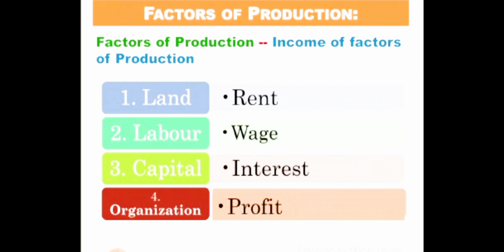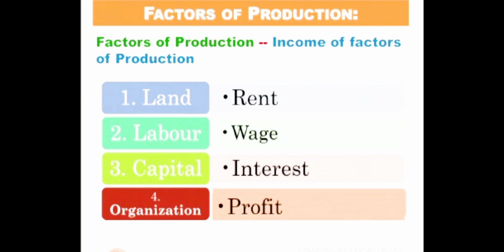In the diagram, you can easily see that when we use a piece of land, we pay rent to the owner. When we use a laborer, we give him a wage as his income or payment. When we use capital, we pay interest to the owner of the capital. When we use an organization for the production process, we give profit to the owner of the organization or the organizer. So in this way, the distribution process is performed.